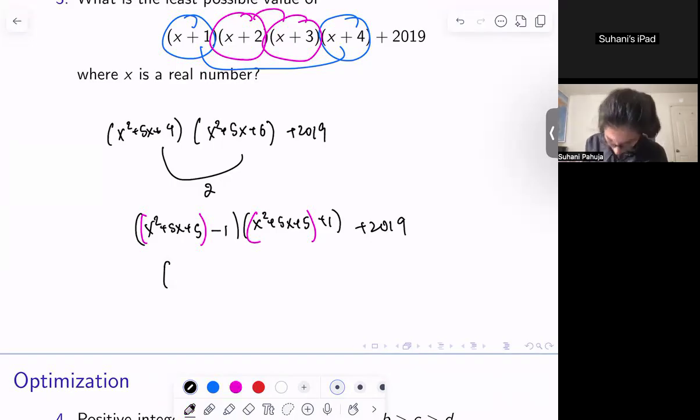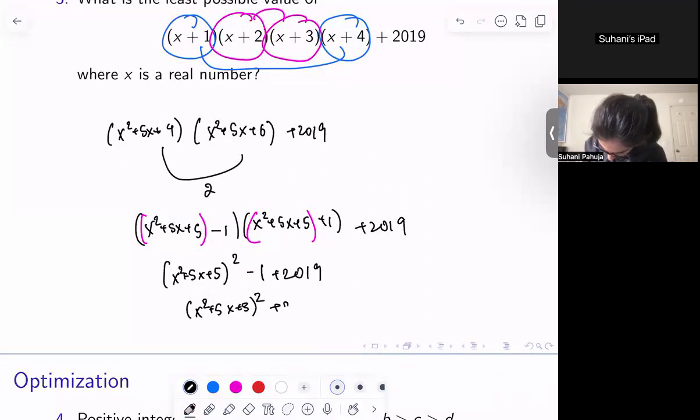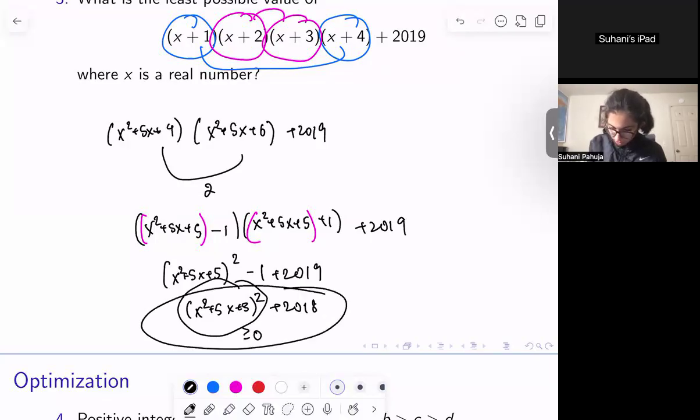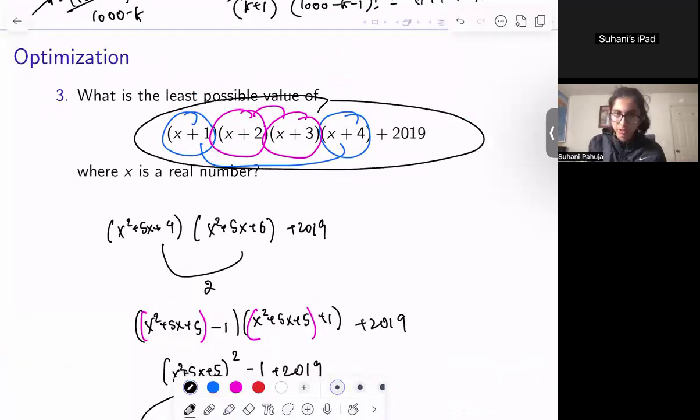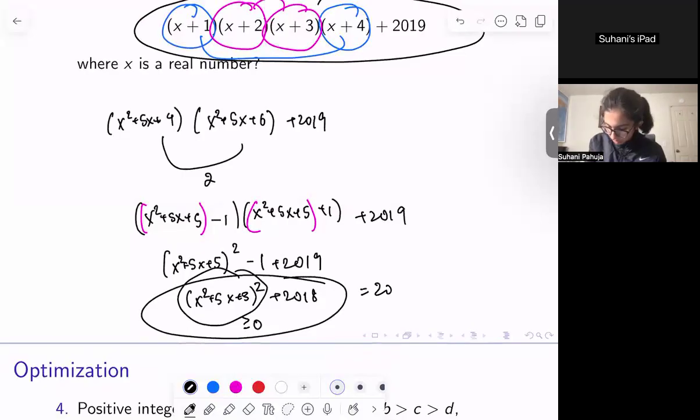So if we expand it, we get (x squared plus 5x plus 5) squared minus 1 plus 2019, which is (x squared plus 5x plus 5) squared plus 2018. And we notice by the trivial inequality, this thing has to always be greater than or equal to 0, which means that the minimum value of this expression, which is equivalent to the original expression, should just be 2018. So rather, the minimum value of this is equal to 2018, which is our final answer.